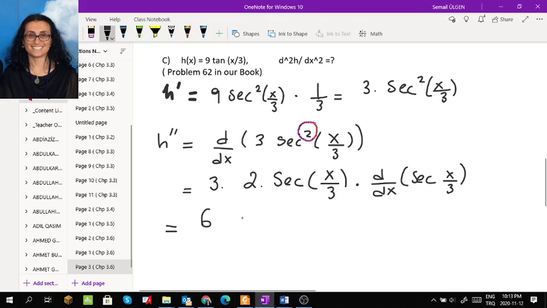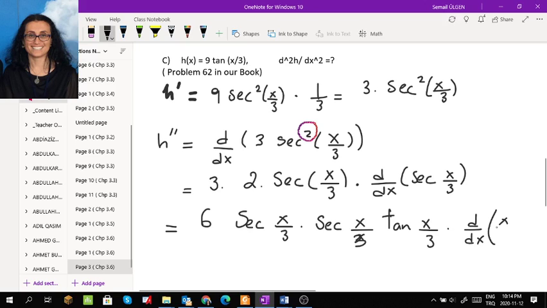So this is 6, this is secant x over 3, and this is the derivative of secant x, which is secant tangent: secant x over 3, tangent x over 3, I'm sorry, tangent x over 3, and the derivative of the inside function. The inside function is x over 3. Okay, and then we go one more step here, down here.